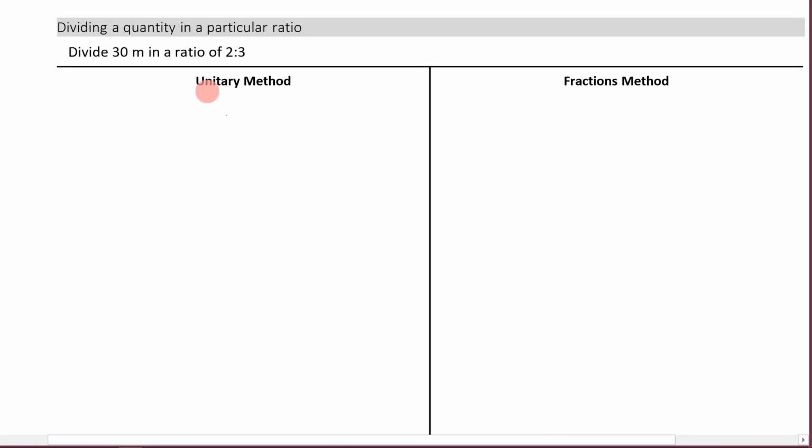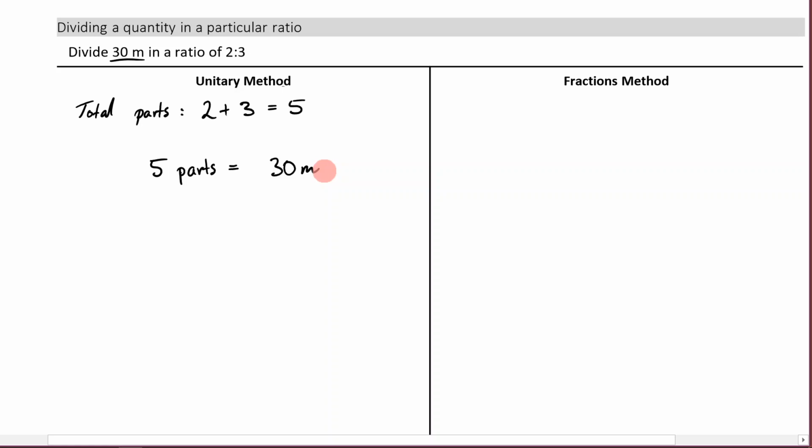So remember, when we're using the unitary method, the first thing that we're going to do is find the total amount of parts. So total parts. In this question, we're told that we need to divide 30 meters in a ratio of 2 parts to 3 parts. So it's going to be 2 plus 3, which is 5. That means 5 parts is equal to 30 meters.